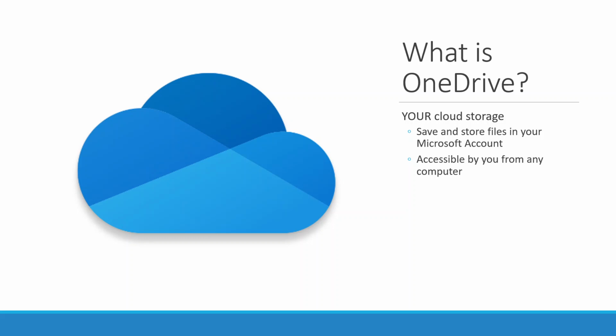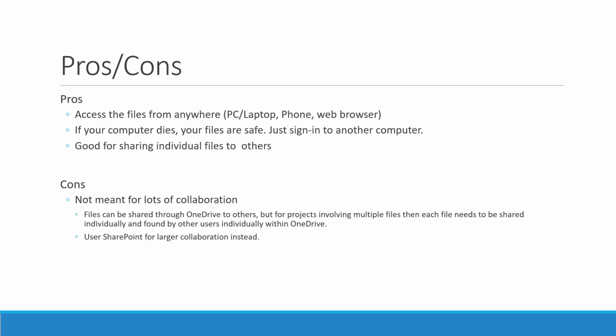These files are then accessible by you from any computer so long as you have your Microsoft account credentials. This has the benefit of being accessible from everywhere. You can access your files on your PC or laptop, your phone, or really any web browser. If your computer dies or maybe it's stolen, your files are still safe. You haven't lost them. You just sign into another computer.